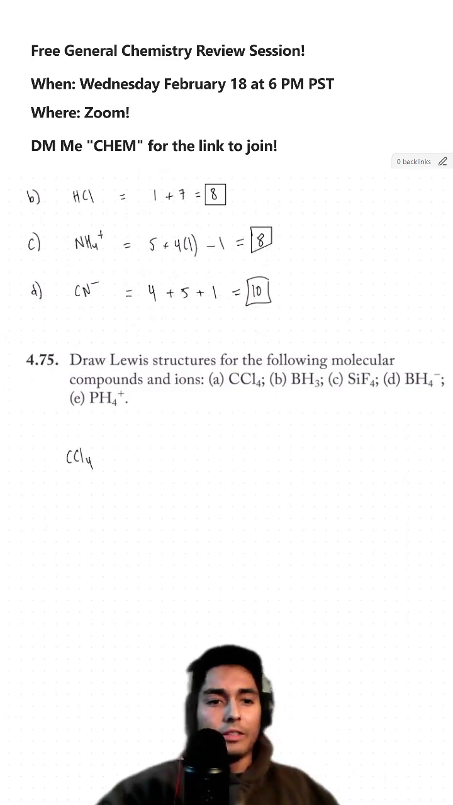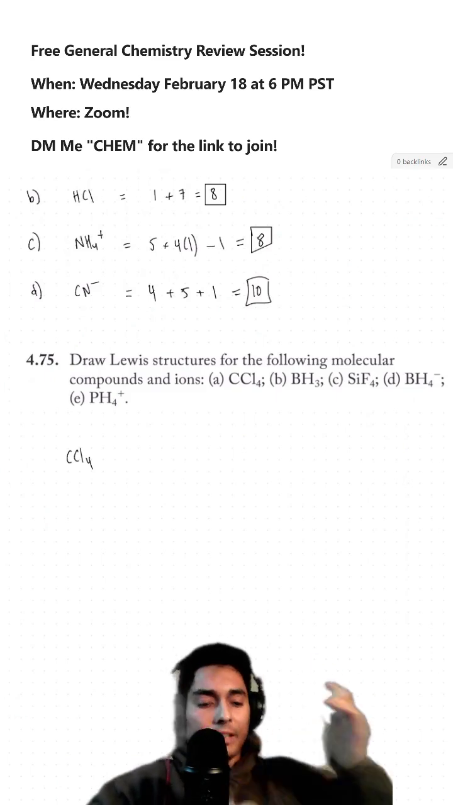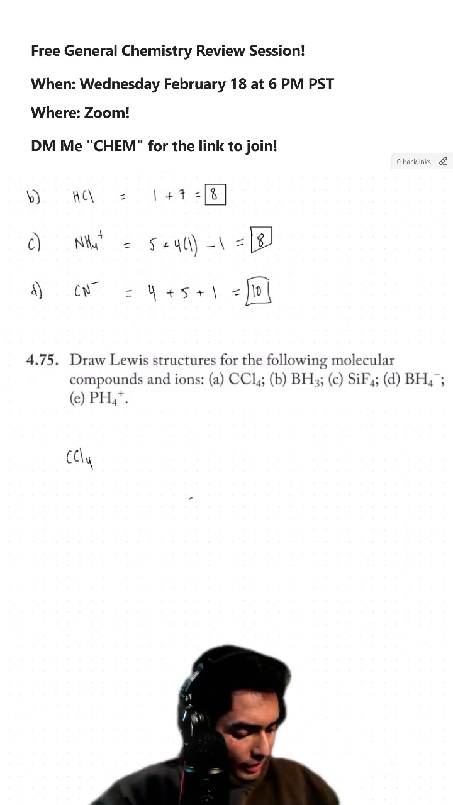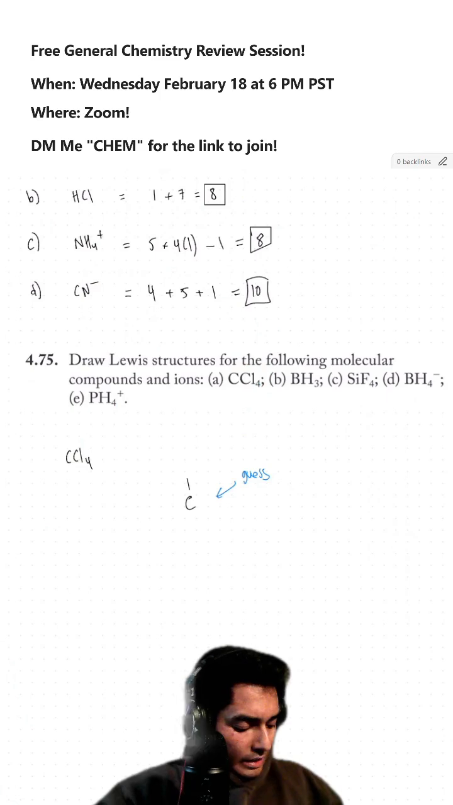Some of you asked me, thank you for the heart, Jamie, how do you know what's the center atom? I don't know, I'm going to guess. So I'm going to guess that carbon is my center atom. Hopefully it makes sense because carbon has 4 valence electrons, and then I have 4 bonds to Cl. So I'm going to draw carbon and then 4 bonds to Cl, just like that. 1, 2, 3, 4.